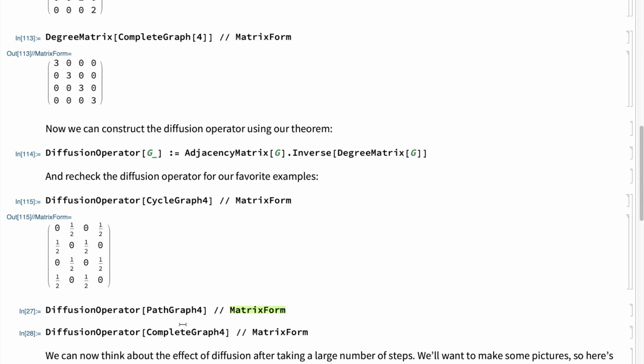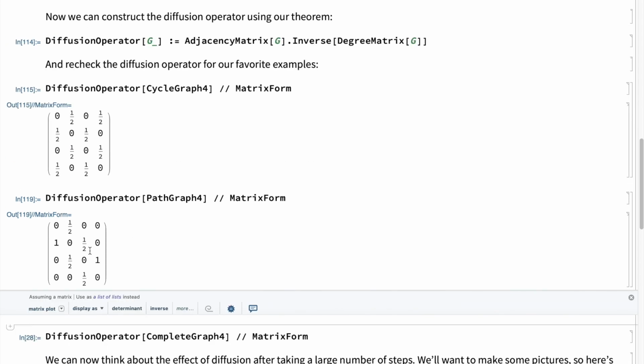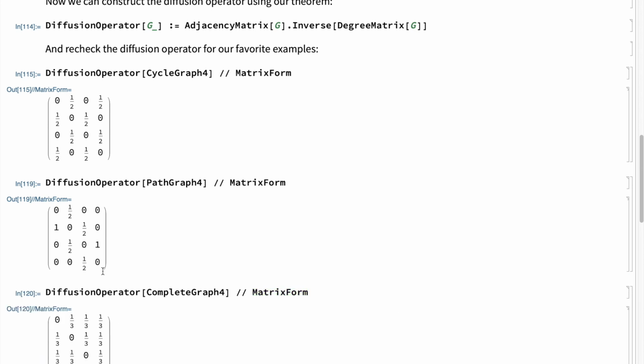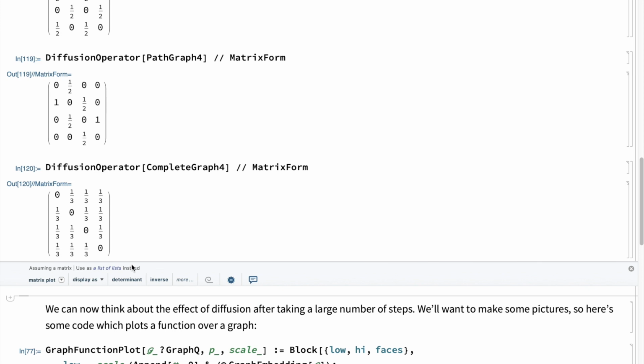For the path graph, we see some 1/2s. These are diffusion from vertices of degree 2, and some 1s. These are diffusion from vertices of degree 1. And of course, in the complete graph, we again get a scaled copy of the adjacency matrix. It's worth thinking about why this is, but I'll let you think about that more as a homework problem.